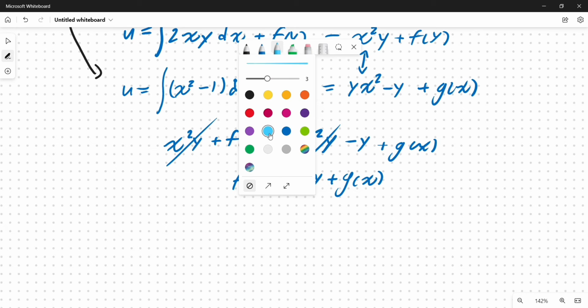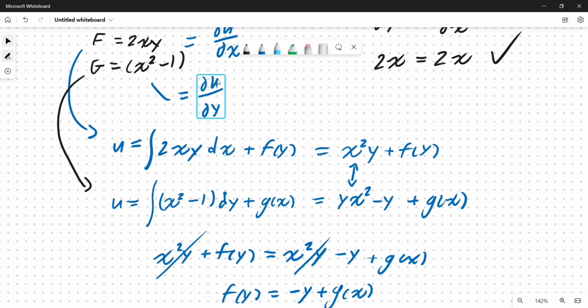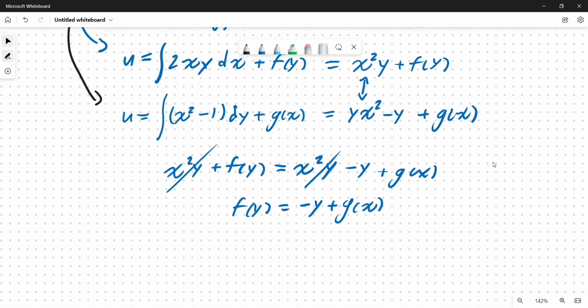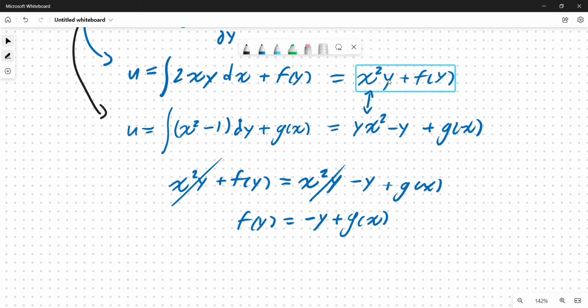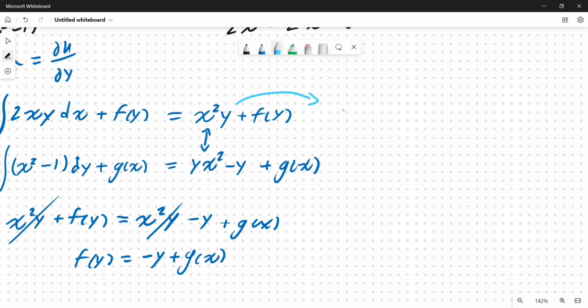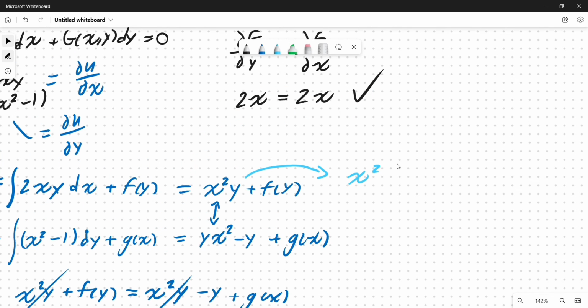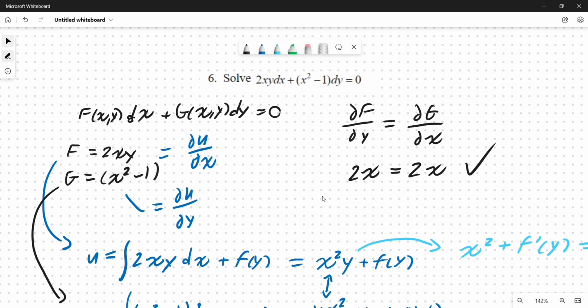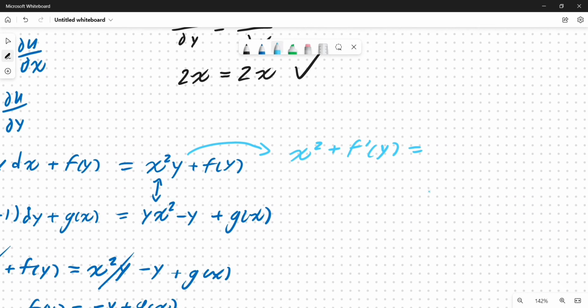Well, we know that g is the partial of u with respect to y. So what we can do is differentiate one of them. We can differentiate the one we already did with respect to x, with respect to y, and make it equal to g. We end up getting x squared plus f prime of y. So once we make this equal to g, it's going to equal x squared minus 1.